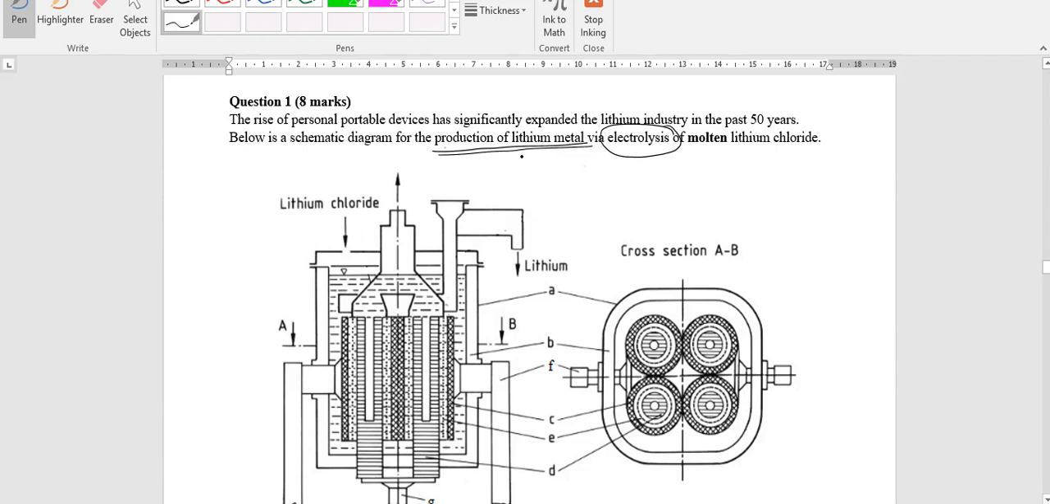So later on, when they ask about what will happen if we do this and if we do that, how is it going to affect the operation of the cell, try to always link back to the purpose. The purpose of the cell is to make lithium. So how would the change affect the production of lithium? And probably the most important piece of information here is that we're using molten lithium chloride.